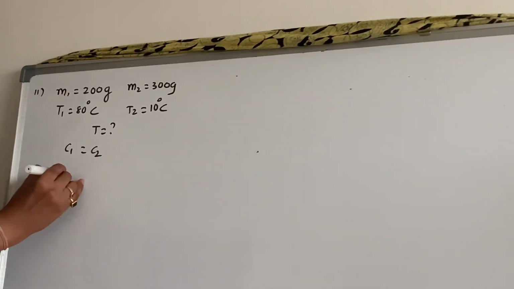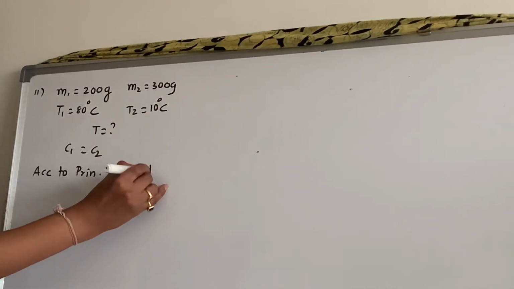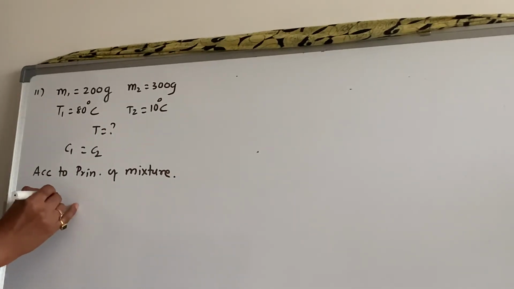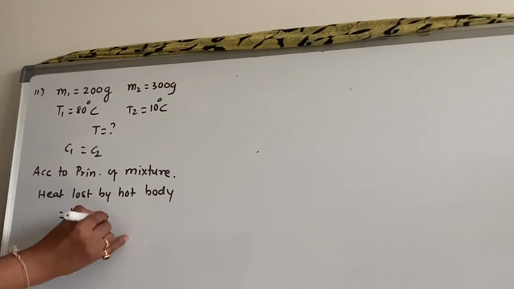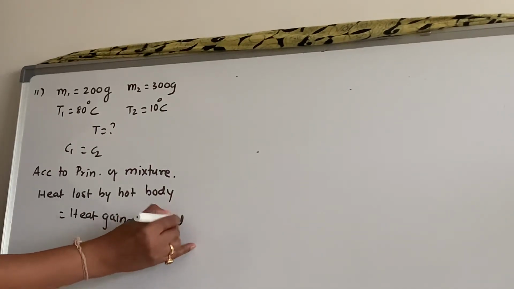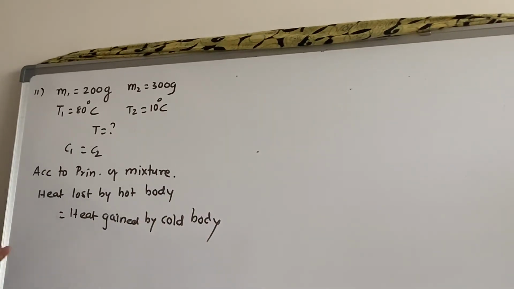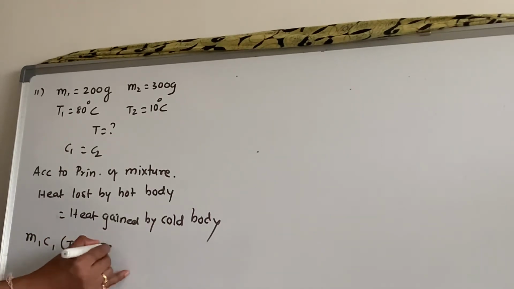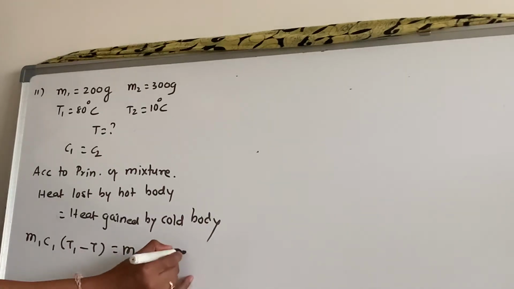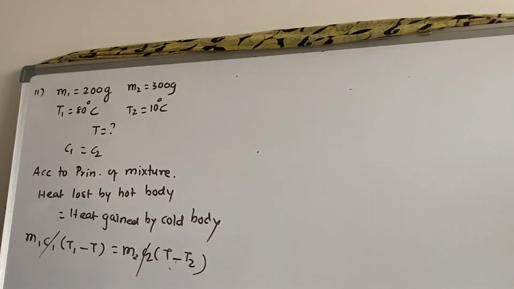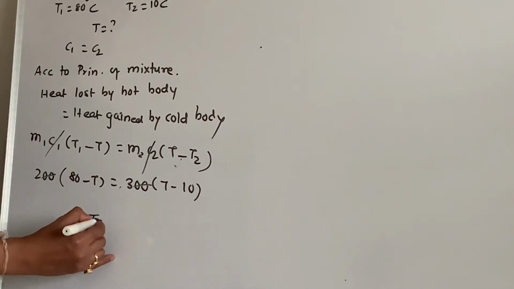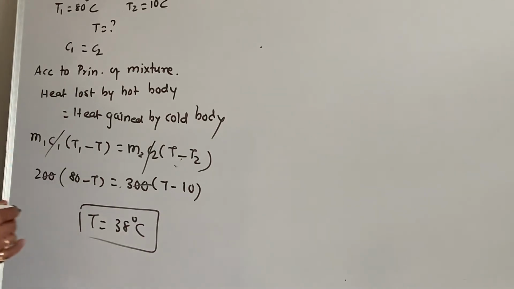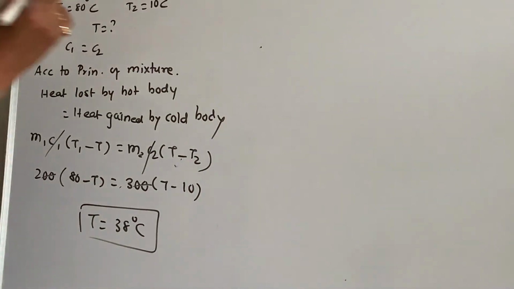Now write here according to the principle of mixture: heat lost by hot body is equal to heat gained by cold body. Right? So this is M1 C1 (T1 minus T) equals M2 C2 (T minus T2). C1 and C2 are the same, cancel. So this is 200 into (80 minus T) equals 300 into (T minus 10). I can cancel the zeros, which multiply. So T comes out to be 38 degrees Celsius. Right? Now we'll go with the 12th.